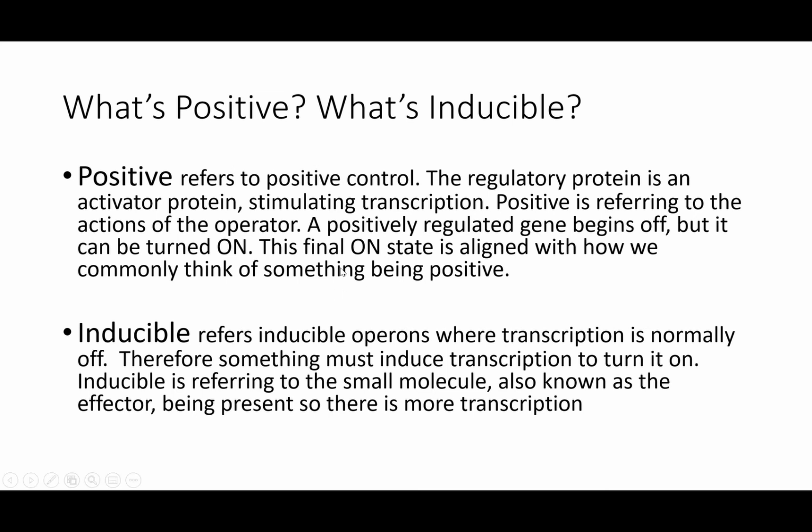An inducible refers to inducible operons where transcription is normally off. Therefore, something must induce transcription to turn it on. Inducible is referring to the small molecule, also known as the effector molecule, being present, so there is more transcription. So it's good to really focus in on what the small molecule or the effector does. If it's present, transcription is going to take place. If it's absent, it's going to repress or deny transcription from occurring.